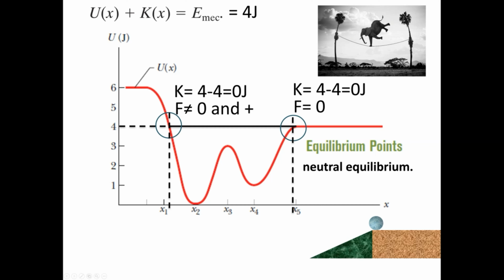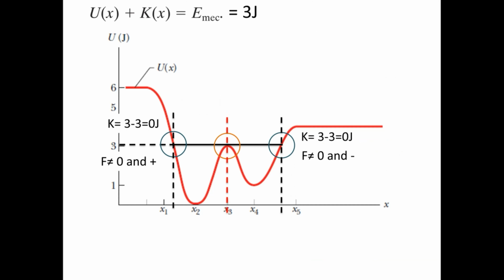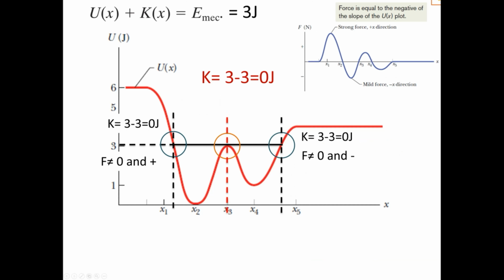The left-hand side, which we said was a problem because we had minus 1 joule and minus 2 joules, is what we call a forbidden zone. We cannot go to the forbidden zone because we cannot have negative velocities. Which makes this equilibrium point, although the force there is not equal to 0, still a neutral equilibrium, a safe one.